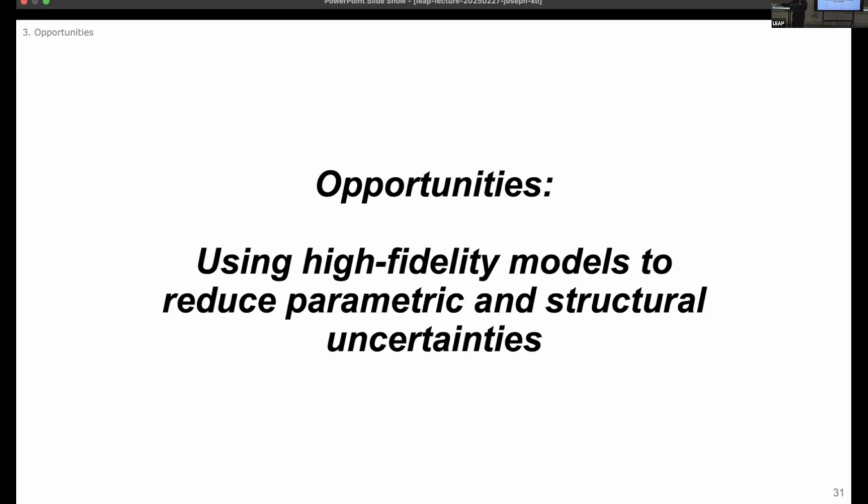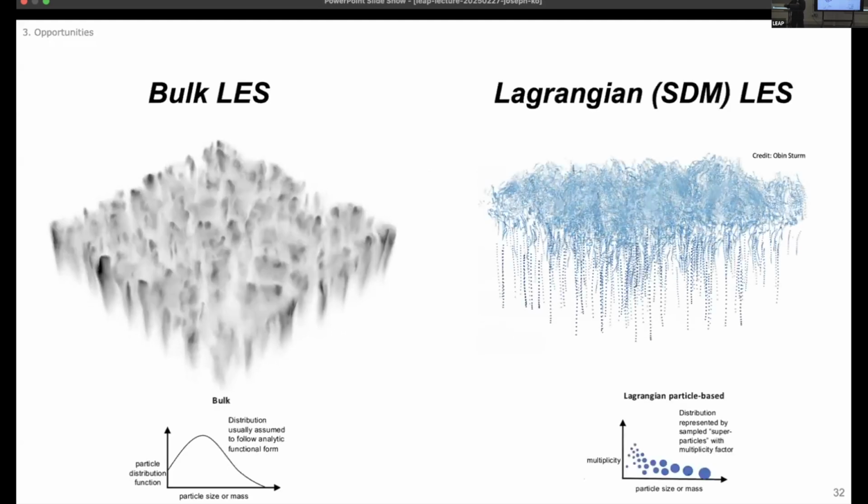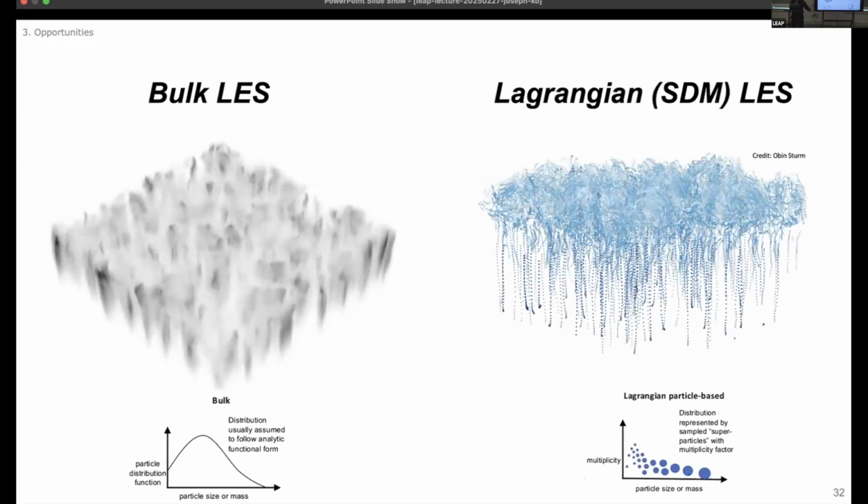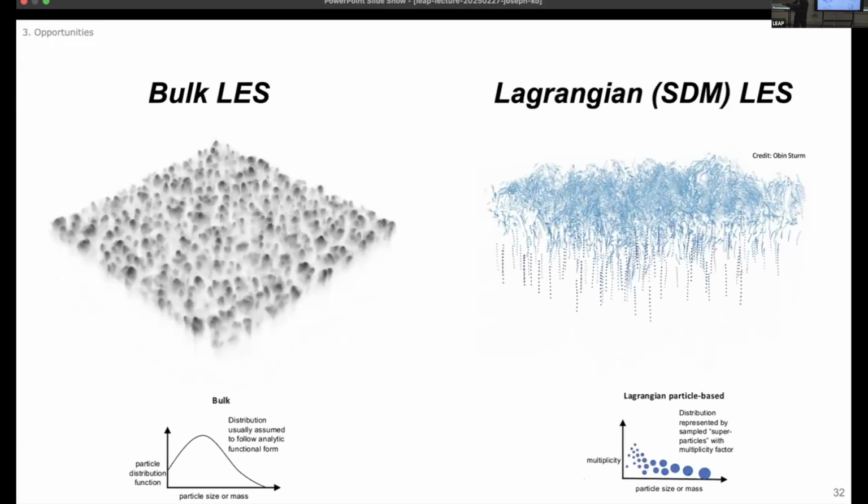So next, I'll talk about how we can use high fidelity models or large eddy simulations to reduce parametric and structural uncertainties. And this is some work that we've already started, but we want to go further with this. So we've already run some ensembles of large eddy simulations of cirrus clouds shown here on the left.